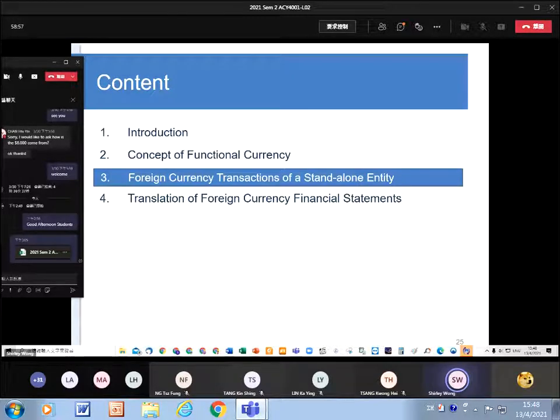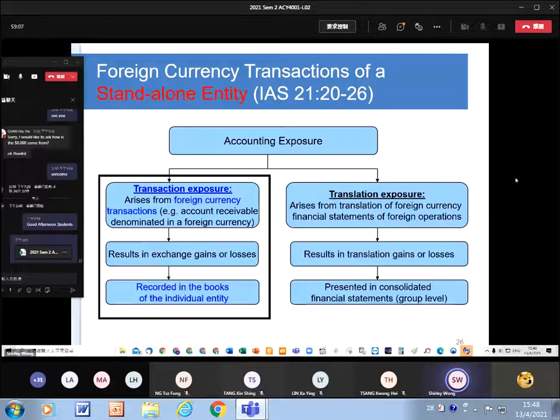Okay, so this is foreign currency transaction at a standalone entity. So let's have a look. Here we are talking about the transaction exposure. Transaction exposure means we are focused on the individual entity. As I just told you, we are focused on the standalone entity. Standalone entity means an individual company; they do not have a group. They are the individual company, right?